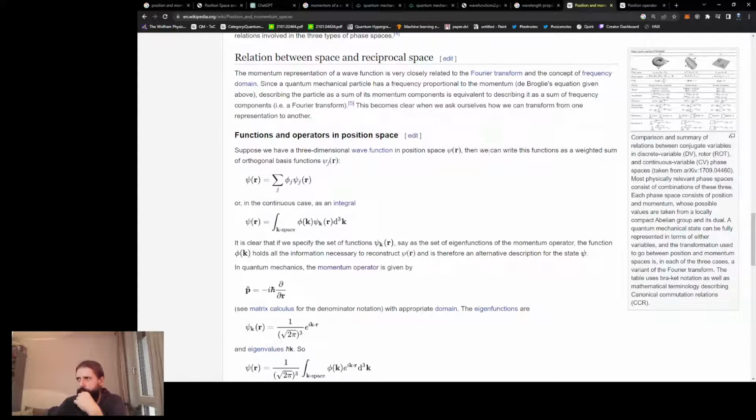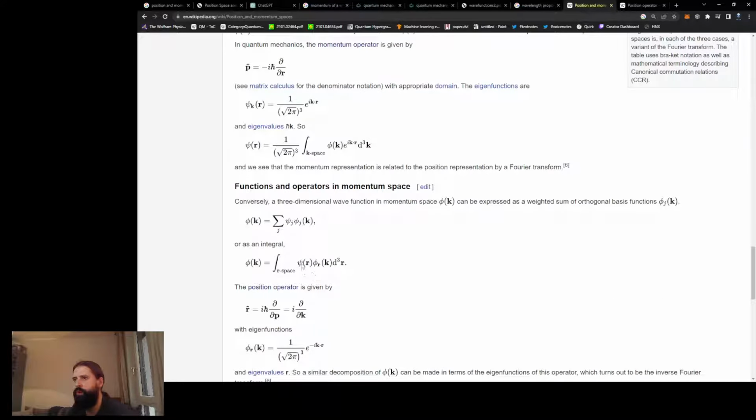We can write this function as a weighted sum of orthogonal basis functions. That's true. But why is then this coefficient the wave function of momentum? And in this case, why is it a wave function of position?